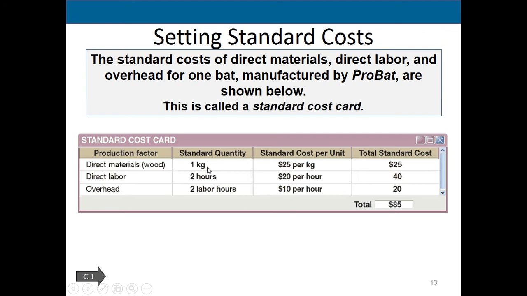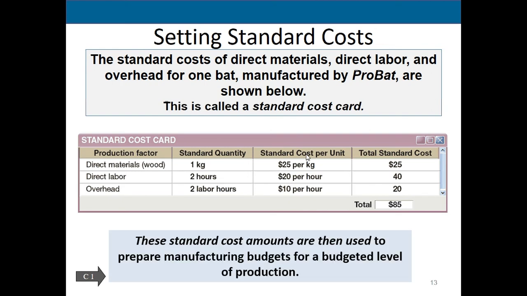So it looks like it's going to take 1 kilogram of wood at $25 per kilogram. That's a $25 cost. 2 hours of direct labor to turn it at $20 per hour. We have some skilled labor there. That's $40. And then our overhead is based on labor hours at $10 per hour. So we have $20. So this is our estimate, this is our budget, this is our standard cost to create one bat in our production facility. It's going to cost us $85.